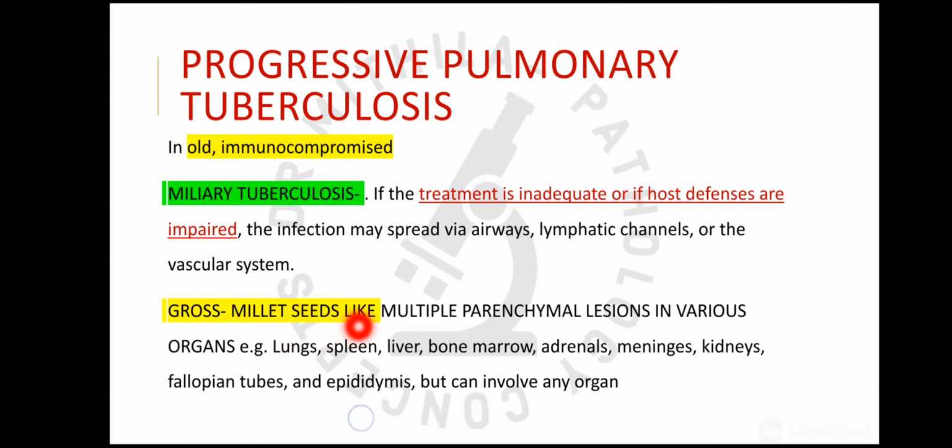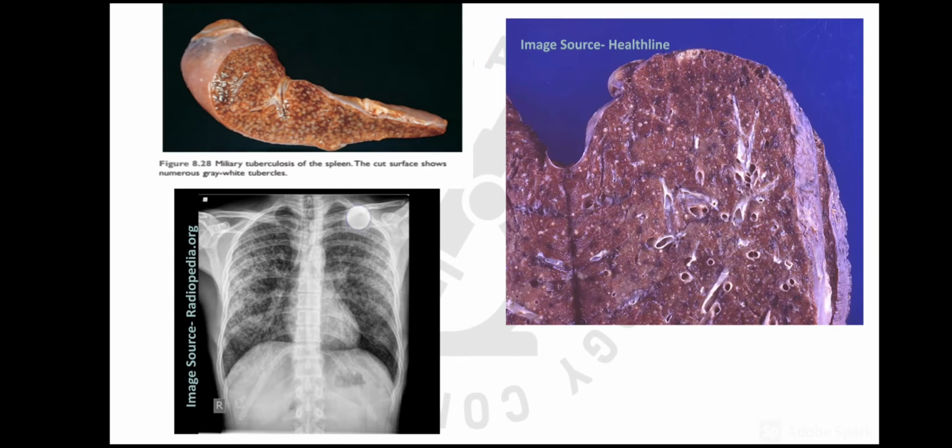And grossly, the millet seed like multiple lesions are seen in the parenchyma of various organs like lung, spleen, liver, bone marrow, adrenal, meninges, kidneys, fallopian tubes. All these examples you have to remember, and miliary TB can virtually involve any organ of the body. So this is miliary TB example.